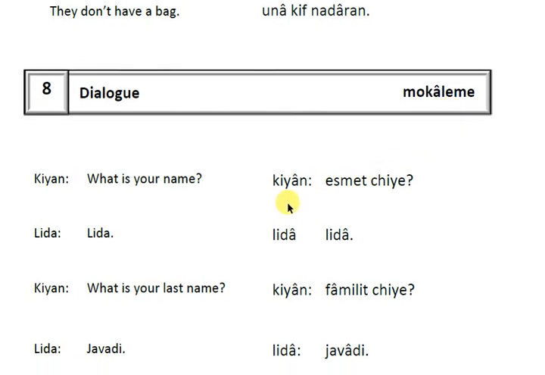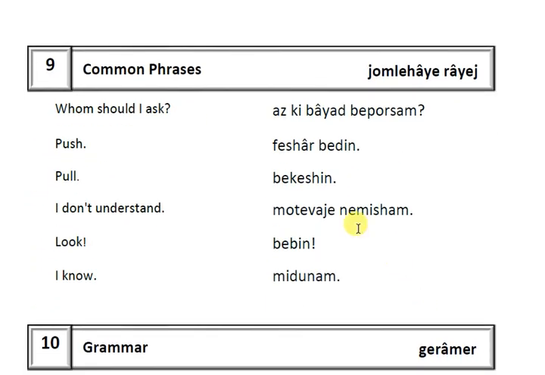Okay, next part is again مکالمه, conversation. کیان. کیان is a common name for boys. لیدا, common name for girls. اسمت چیه؟ لیدا. فامیلیت چیه؟ فامیلی means family name. جوادی. جوادی is a popular last name in Iran.